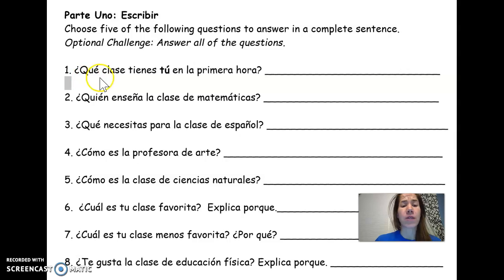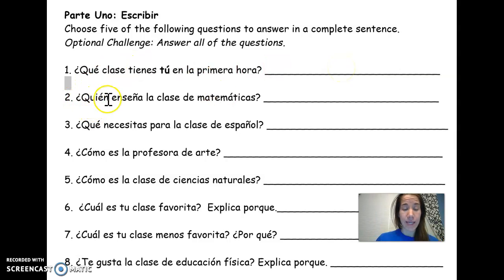So number 1, for example, ¿Qué clase tienes tú en la primera hora? What class do you have in the first block? So you could use yo tengo to say I have. Yo tengo la clase de arte, for example. There's lots of ways to say it. Or you could say en la primera hora, yo tengo la clase de inglés.